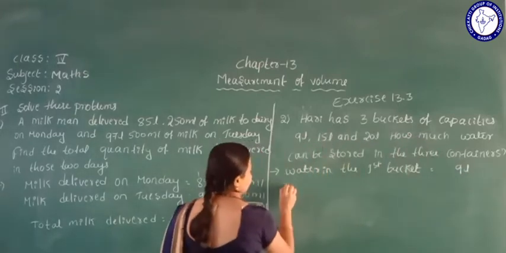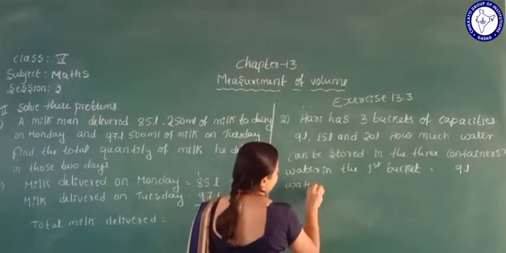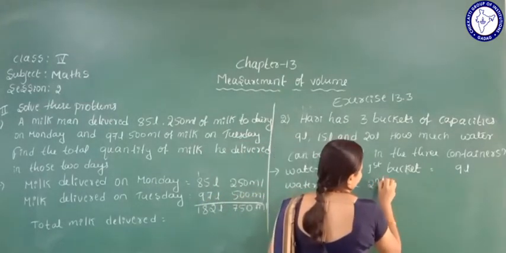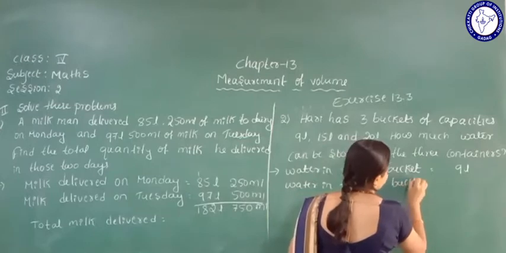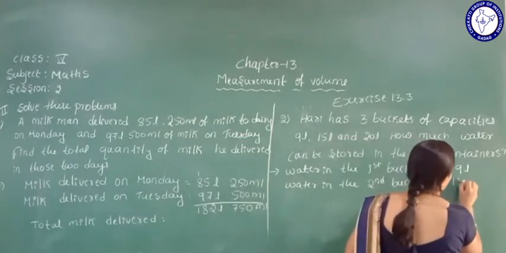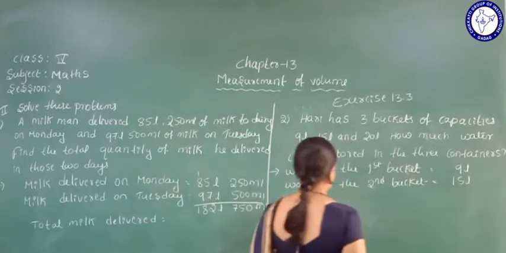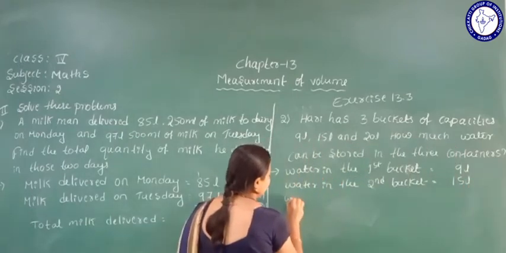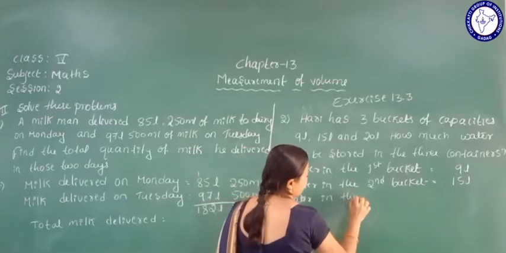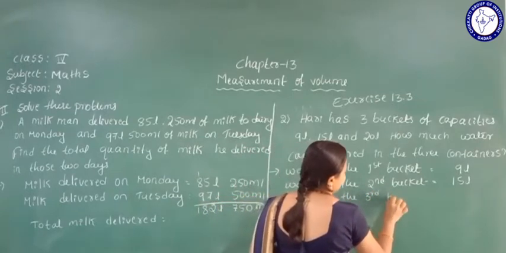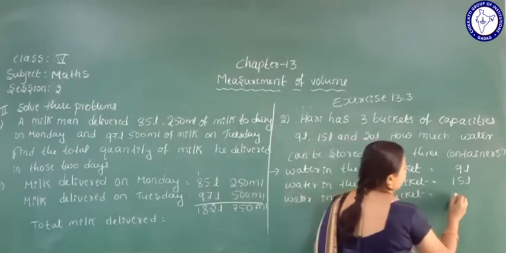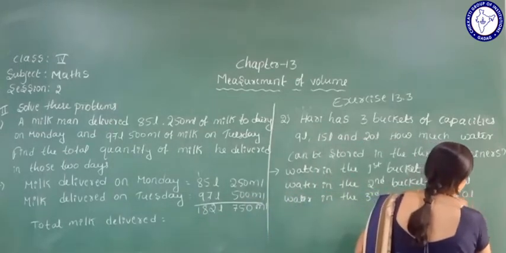Then next, water in the second bucket is equal to 15 liter. Next, water in the third bucket is equal to 20 liter.